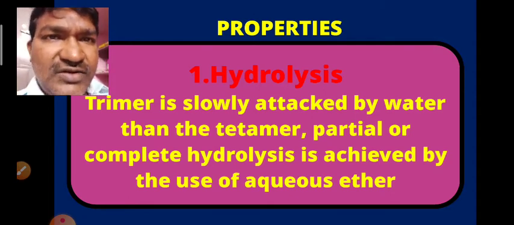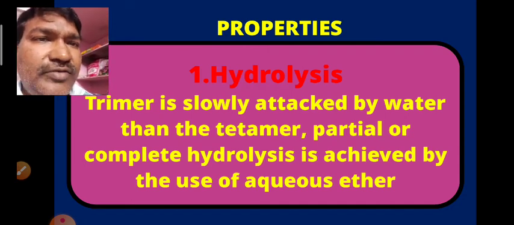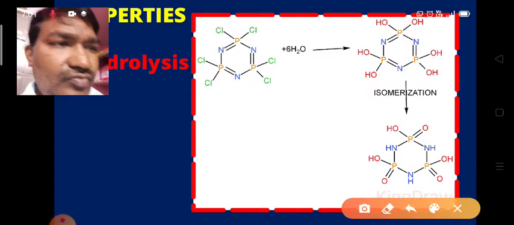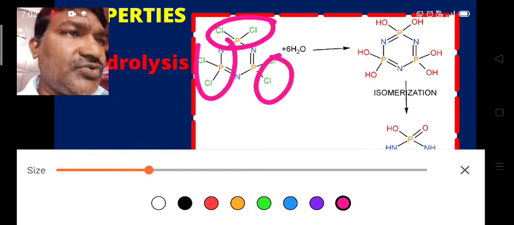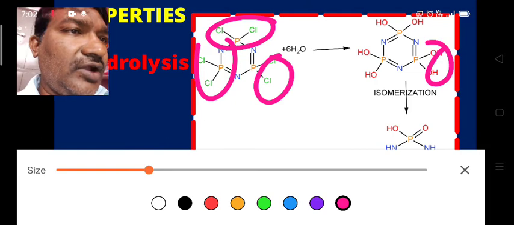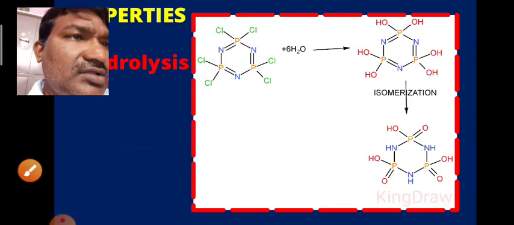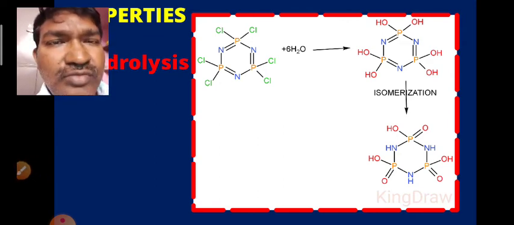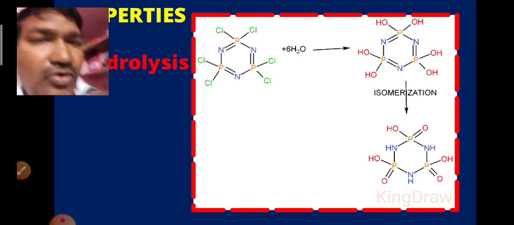So when it is treated with water, the chloride ions are substituted by the hydroxide ions. Look here, chloride ions are substituted with the hydroxide ions. But this product is temporarily stable, and soon it undergoes isomerization and we get this compound.